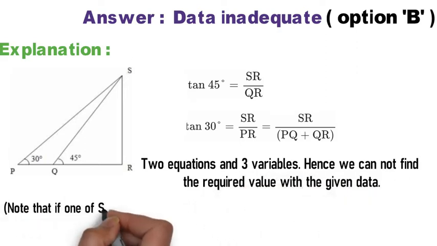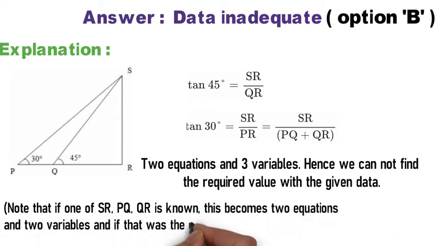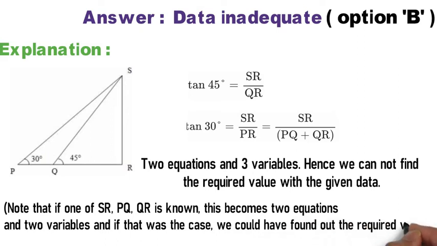Note that if one of SR, PQ, QR is known, this becomes two equations and two variables, and if that was the case, we could have found out the required value.